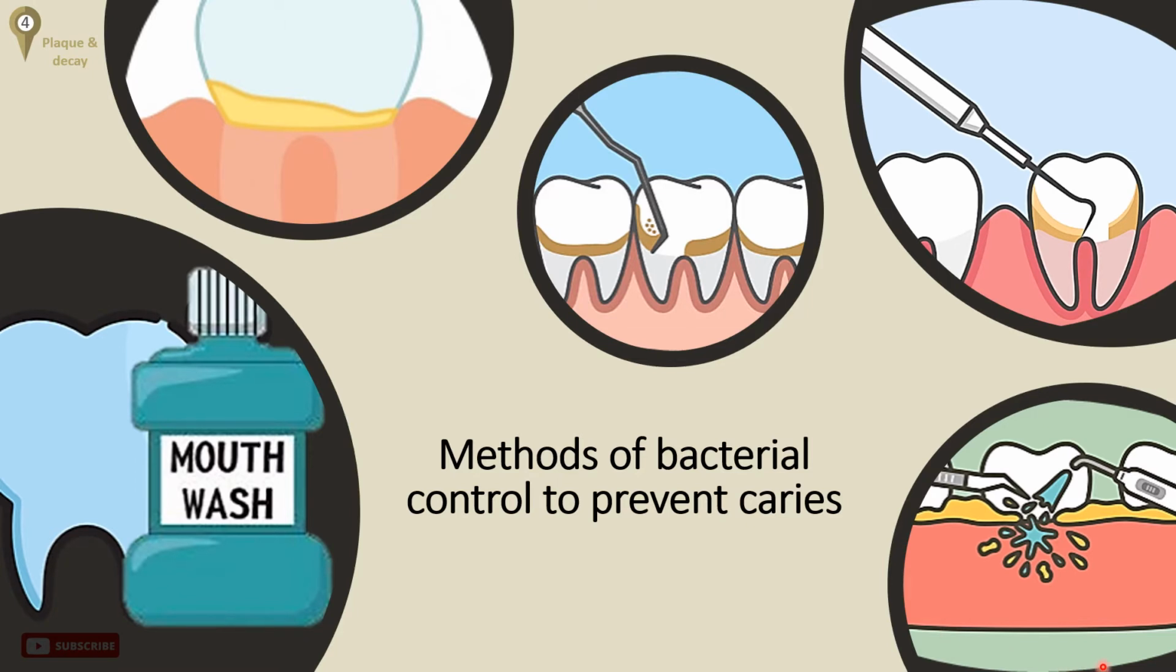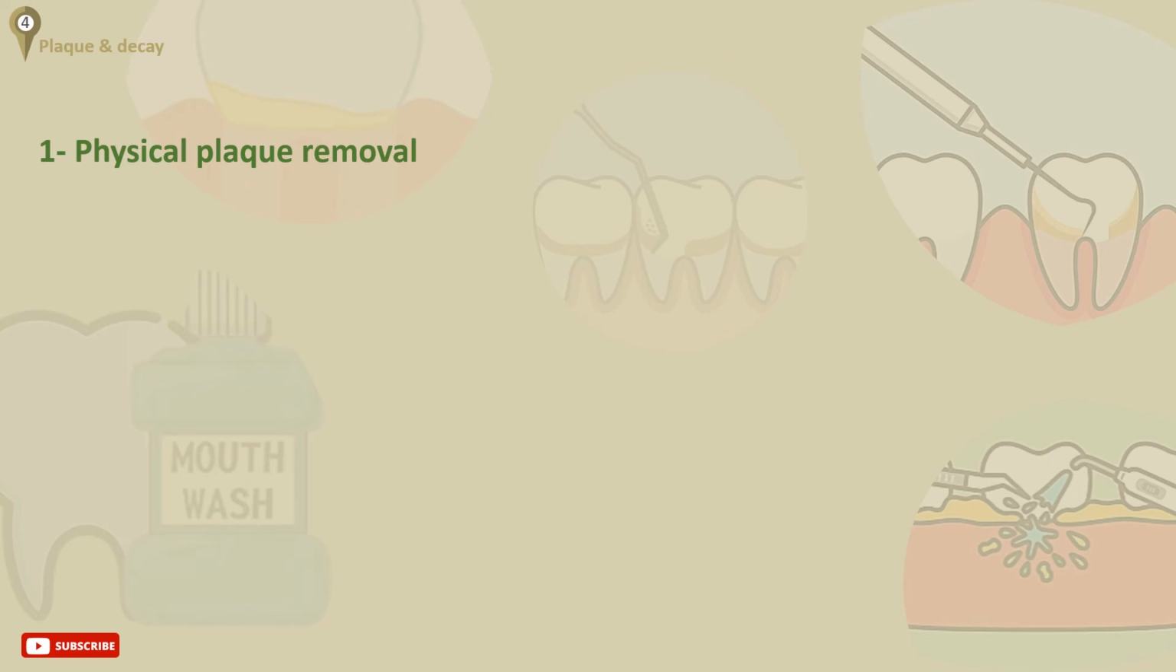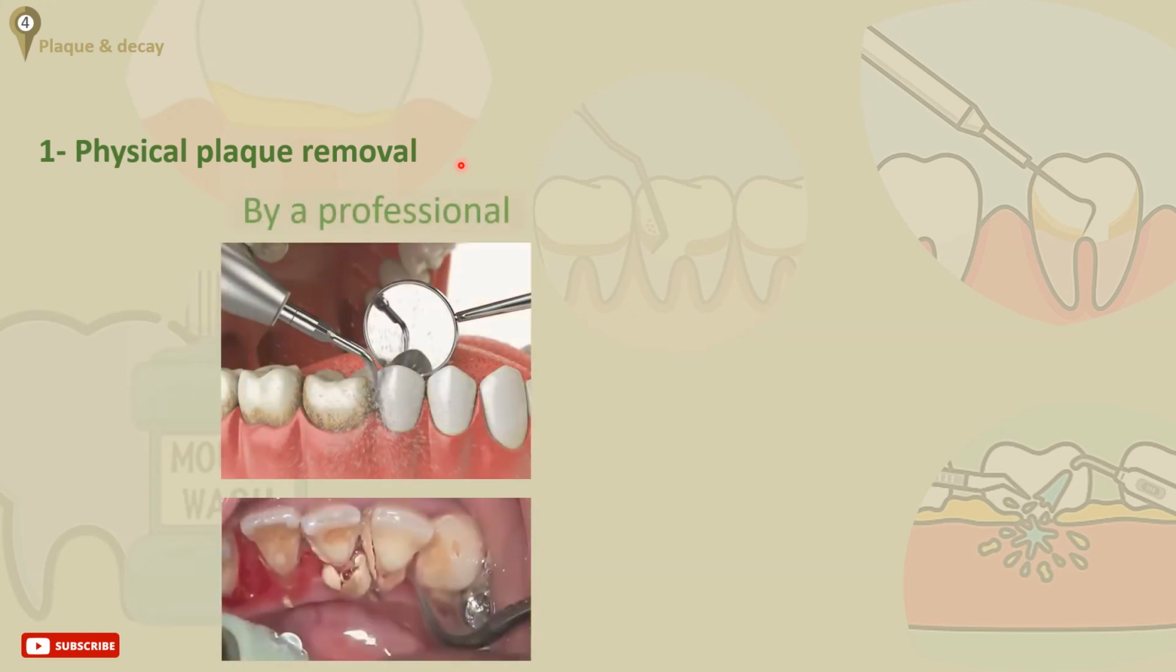Now, after knowing the problem, let's learn about the methods of bacterial control to prevent caries caused by plaque accumulation. Dental plaque can be controlled by the physical removal, either by a professional or by the individual him or herself. By a professional, if sufficiently frequent, it can decrease caries, but it is impractical as a population-based approach. A person should have professional teeth cleaning at least twice a year.